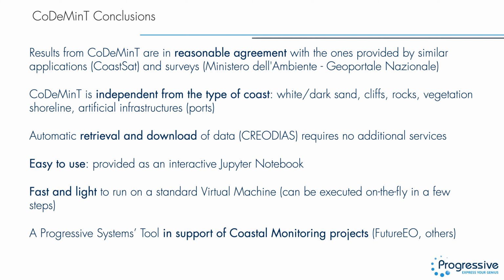To conclude, CoDeMinT is an easy-to-use tool for coastline extraction and time series analysis of coastline changes. It allows for the automatic retrieval and download of data, it's easy to use, it's provided as an interactive Jupyter notebook, it's fast and light.